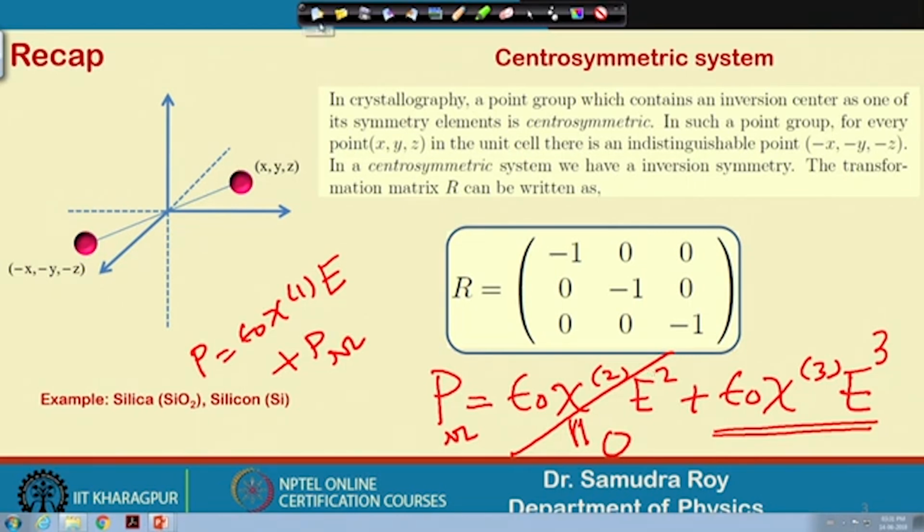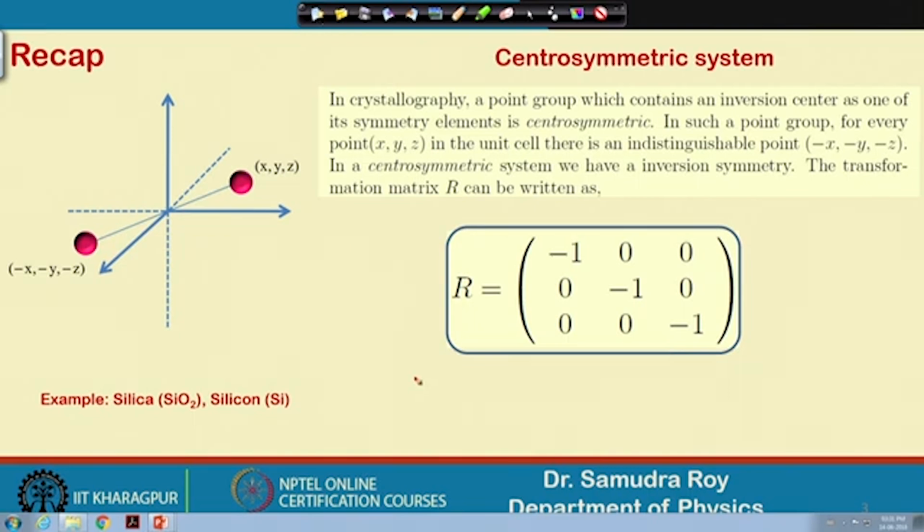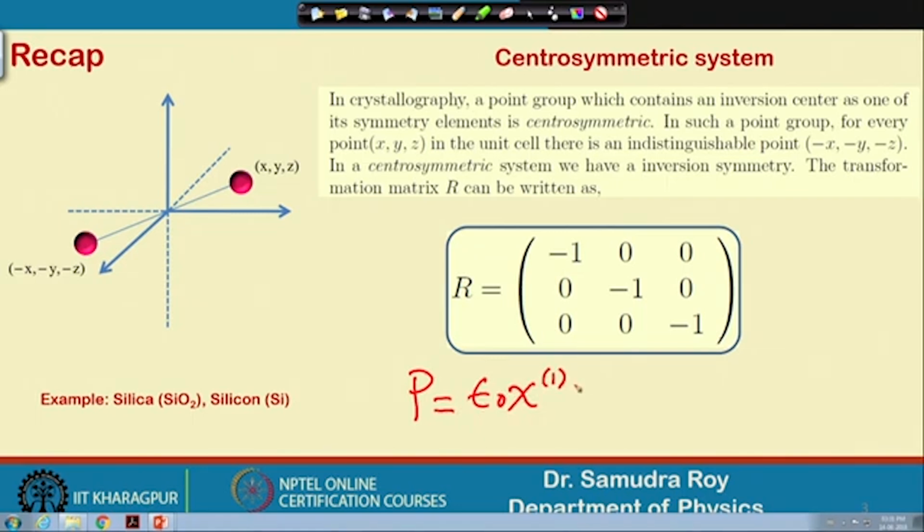So, if I write the polarization in a centrosymmetric system, the total polarization will be the linear part, epsilon 0 chi 1 E, which is proportional to E, plus the second term, which will start from Chi3, not Chi2, because Chi2 is 0.